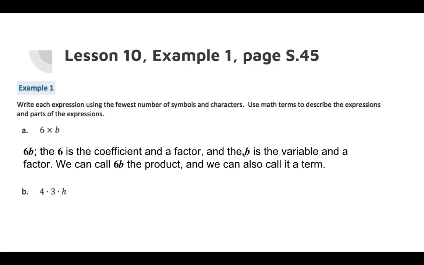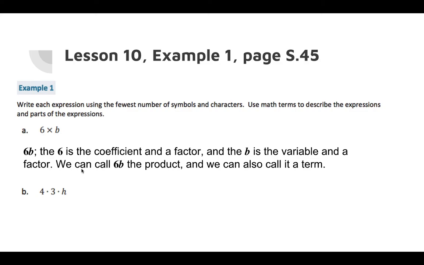B, being the letter, will always be your variable because that can change, right? It can be any number. And a factor as well. We can call 6b the product. We can also call it a term, because you can still add other things to 6b. You can say 6b plus 4, 3. Okay?